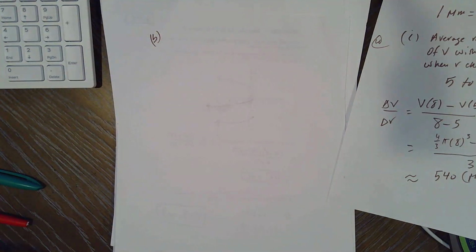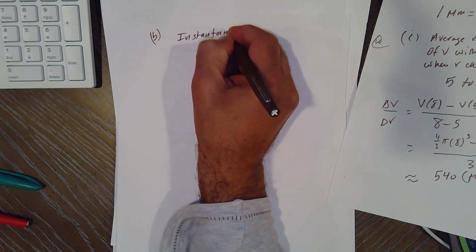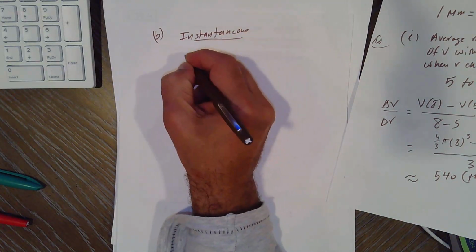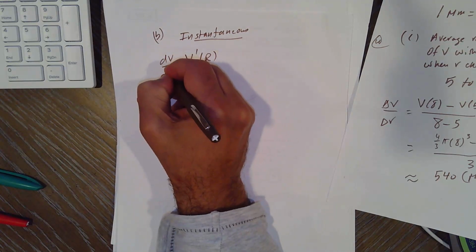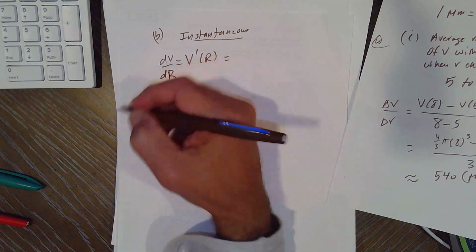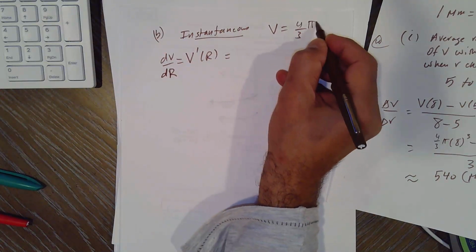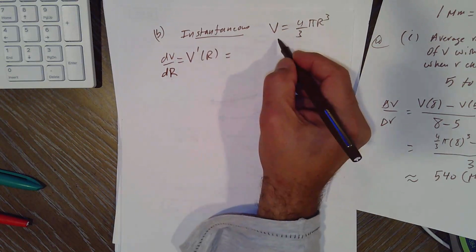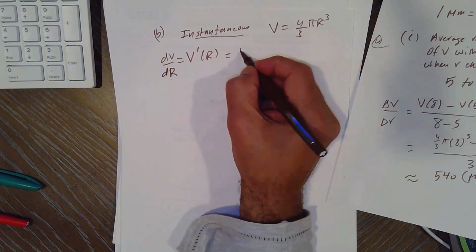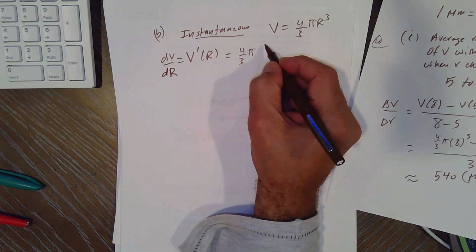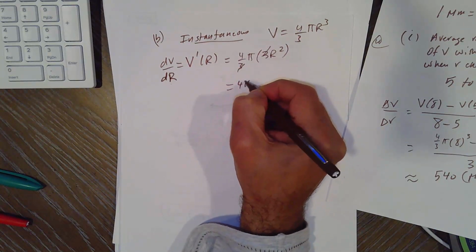Find the instantaneous rate of change. So when we say instantaneous, that means we're going to find V prime of r, or dV by dr. That means we're taking the limit, but we don't have to do limits because we have the formula. V is 4/3 pi r cubed. So when I do dV by dr, you find the derivative. R is the variable, these are constants, so we leave the constant out. The derivative of r cubed is 3r squared. So it's 4 pi r squared.